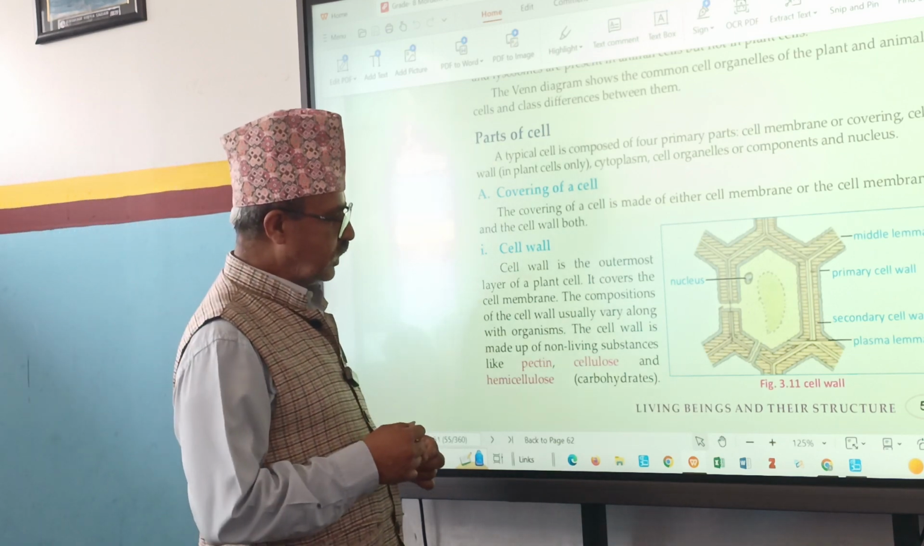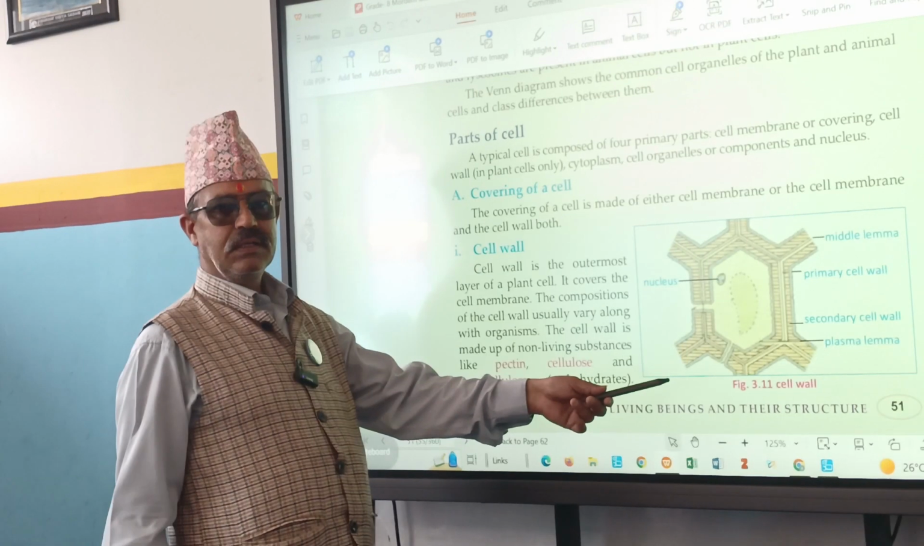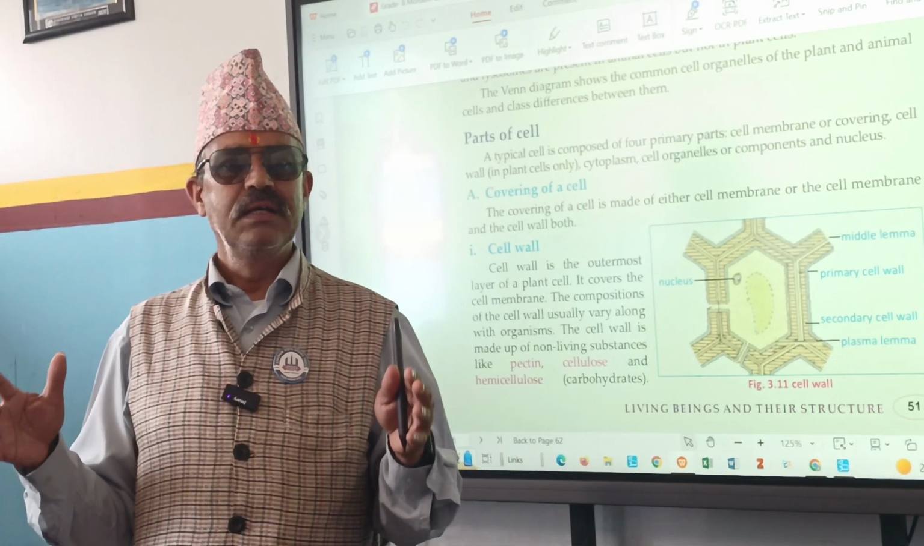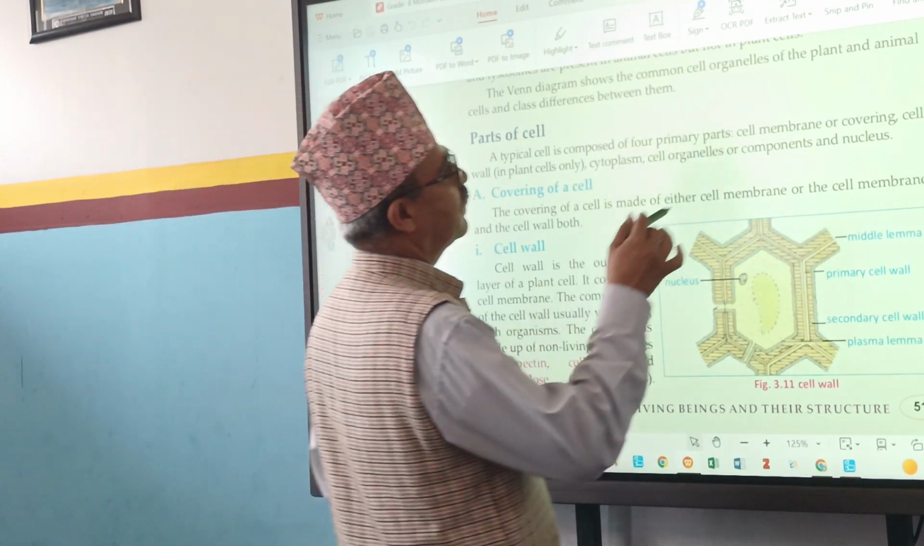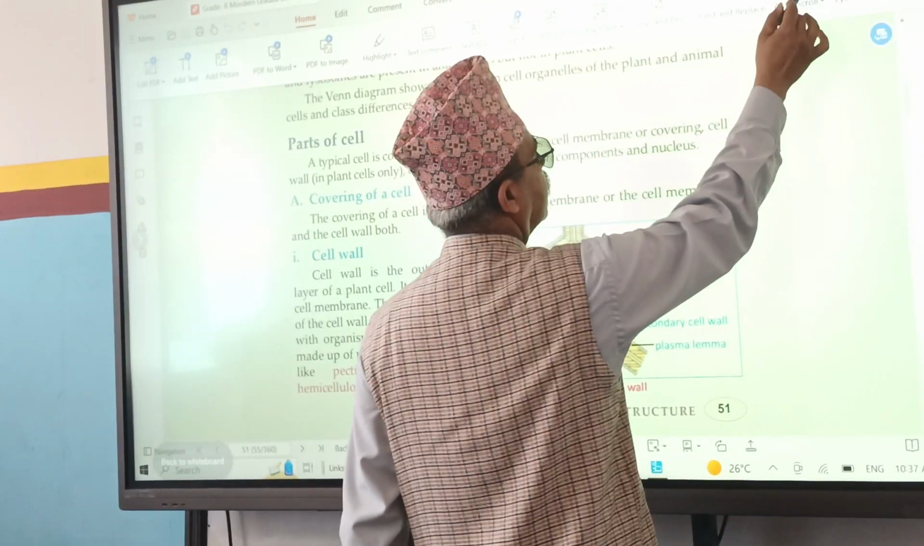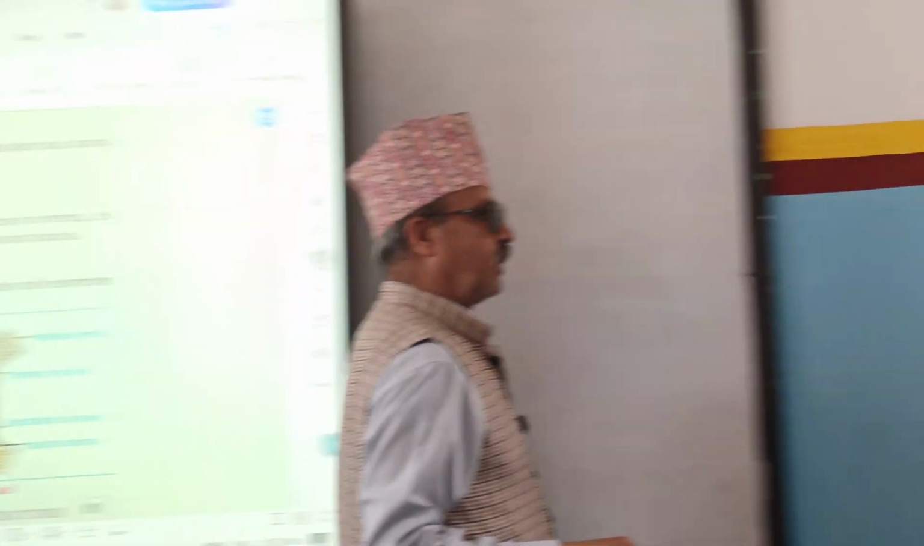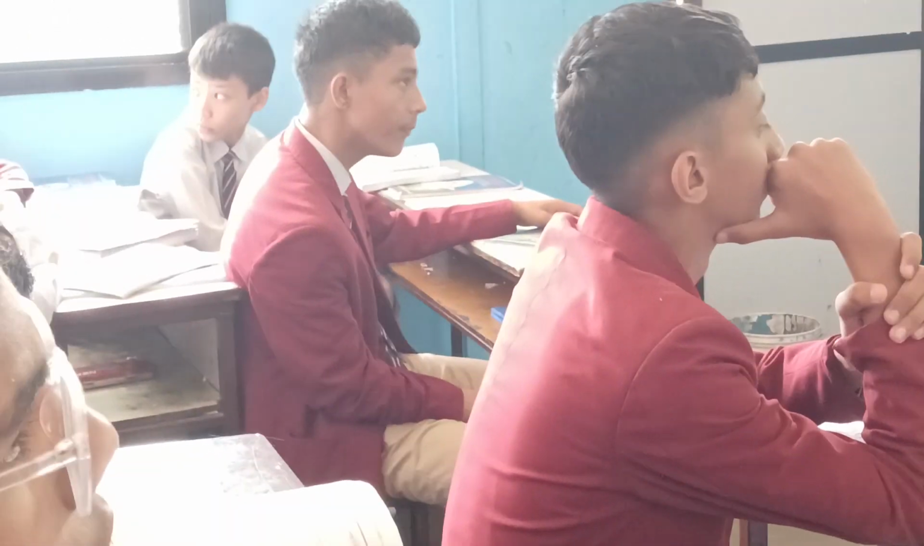Today, Rakshak presented about cell wall, right? So parts of cell: plant cell and animal cell contain some similar parts and some dissimilar parts, right? Do you know what are the similar parts and what are the dissimilar parts? Here is one chart given. Let's see. These are the parts of plant cell. What are they? Cell wall, vacuole, chloroplast, flagella.